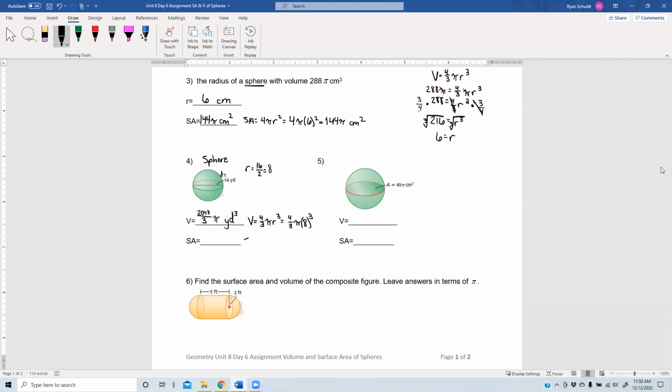Then we have total surface area. That's going to be 4 pi r squared. So 4 pi, r is 8. So 4 pi times 8 squared. That'll give us 256 pi yards squared.